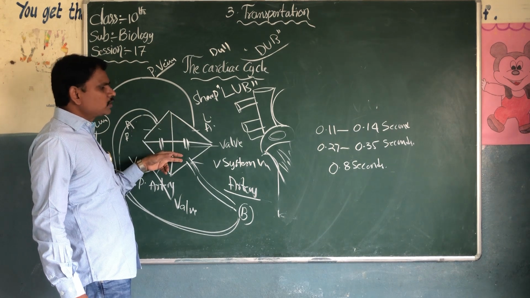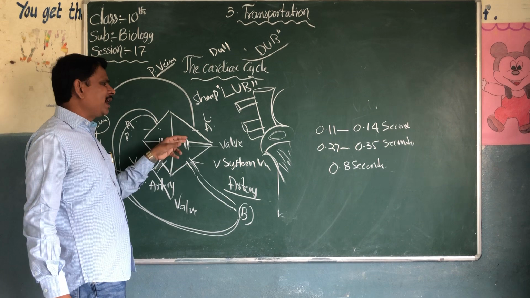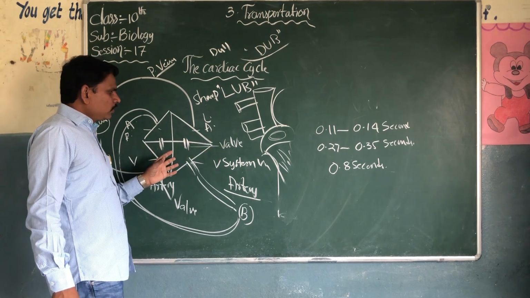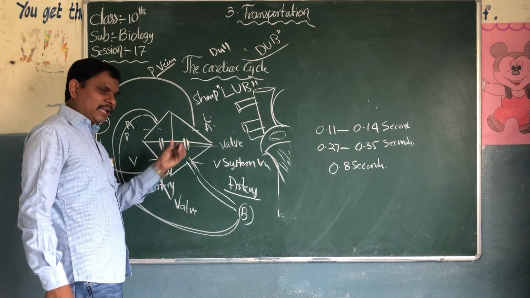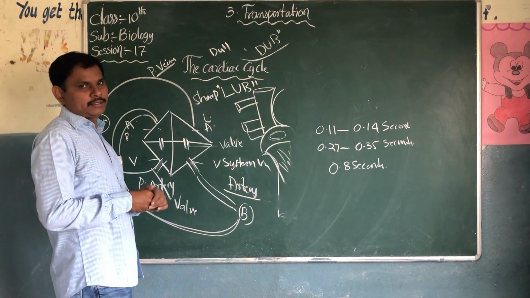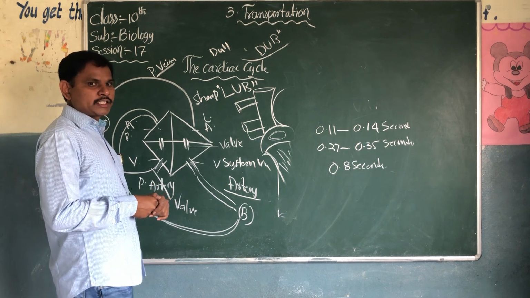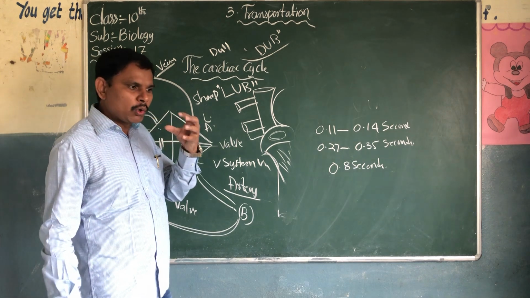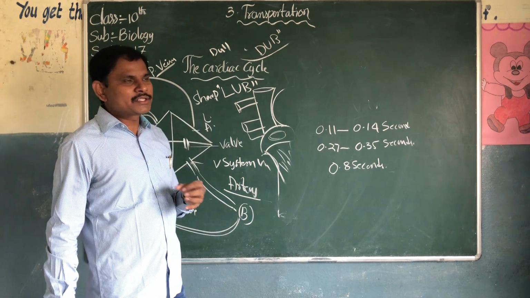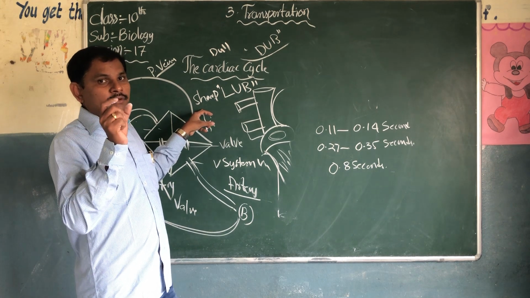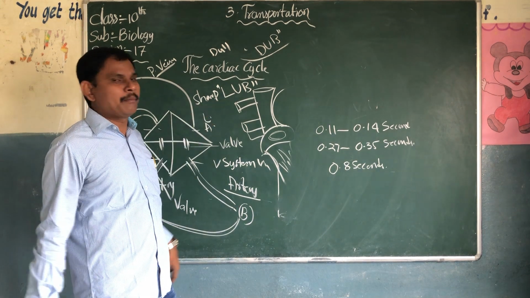The blood flows into the ventricles through the bicuspid and tricuspid valves. When the ventricles start contracting, the blood would flow in the reverse direction into the atria, so the valve is going to close. When the valve closes, we can hear a sharp, loud sound.